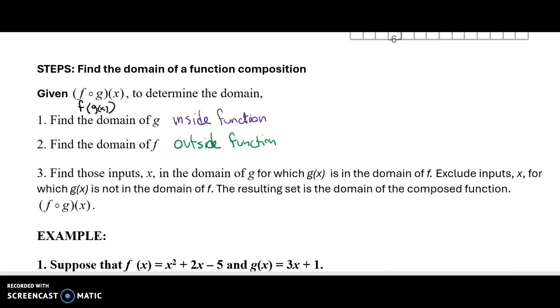So what I'm going to do is I'm going to find the domain of our inside function, find the domain of our outside function. Whatever I have to exclude from that domain of the outside function, I'm going to set my inside function equal to it. And it'll make more sense as I show you in an example.